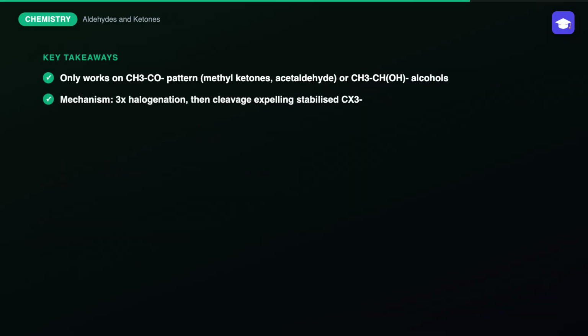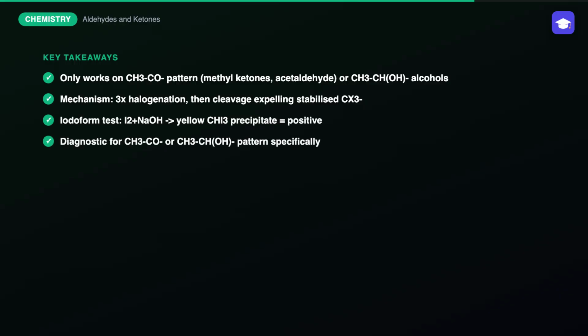Let's recap. The haloform reaction only works on compounds with the CH3CO pattern, methyl ketones, acetaldehyde, and alcohols that oxidize to this pattern. The mechanism involves 3 successive halogenations followed by cleavage, expelling a stabilized trihalomethide ion that becomes the haloform. The iodoform test using iodine and base gives a distinctive yellow precipitate and is the single most frequently tested JEE application, serving as a reliable diagnostic for this exact structural pattern.